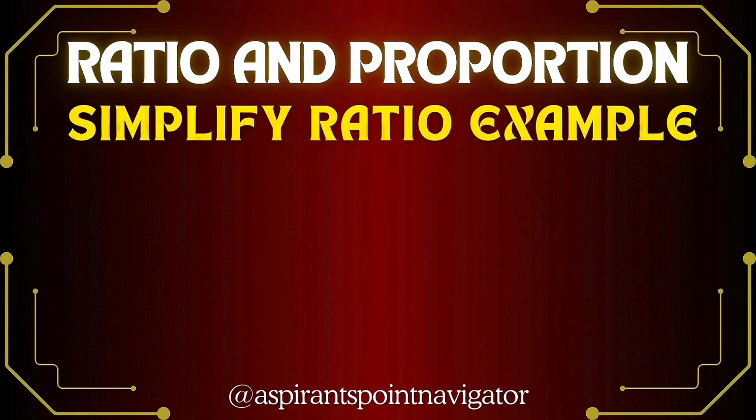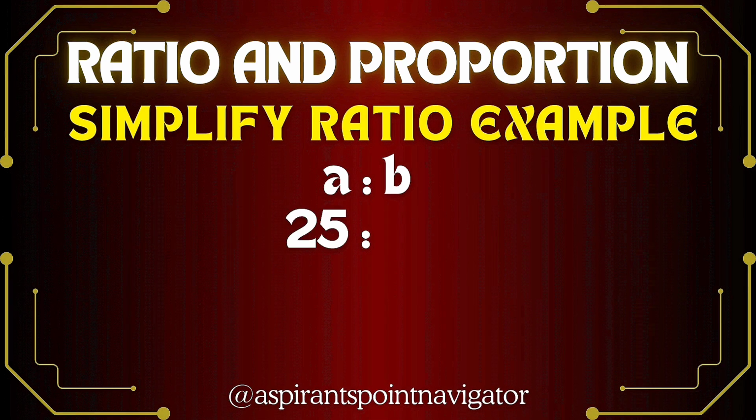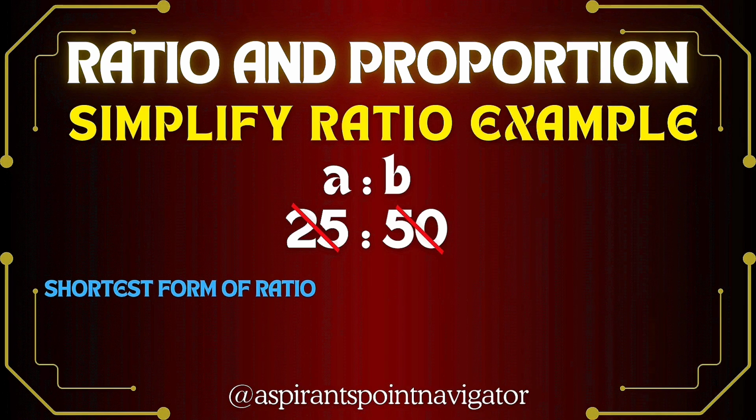Let's try another one. Simplify the ratio a:b, 25:50. To simplify, we need to find the greatest common divisor, which in this case is 25. So, divide both parts by 25. 25 ones are 25, 25 twos are 50. So, the simplified ratio is 1:2.